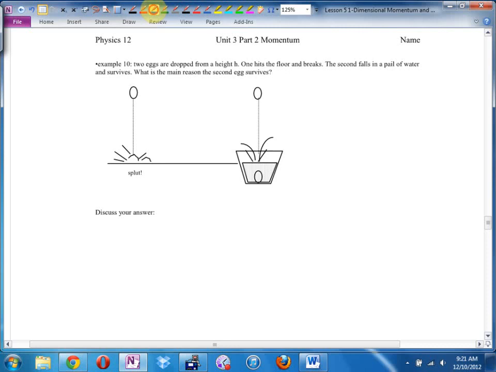Let's make a little argument here. For both eggs, what's the initial velocity? For both eggs, will you agree with me that the impact velocity is the same because they're being dropped from the same height? Is that okay? The mass is the same for both eggs. What that means is if your initial velocity, your final velocity, and your mass are all the same, they both go through the same change in momentum.